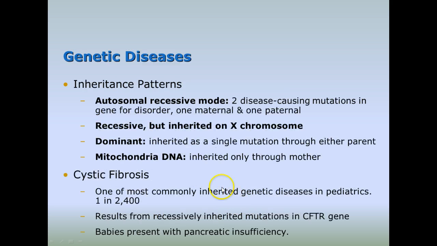We do have some inheritance patterns that can cause issues with genetic diseases. You can have autosomal recessive, just recessive, dominant, or just DNA that's inherited through the mother. Cystic fibrosis is another genetic disease. This one we talked about a little bit, but we see mutations in the cystic fibrosis gene, and usually the babies will find a pancreatic insufficiency. They'll have some type of GI disorder before they find it, but that is autosomal recessive, and they end up with the excess mucus, etc.